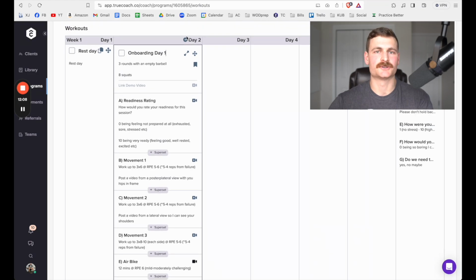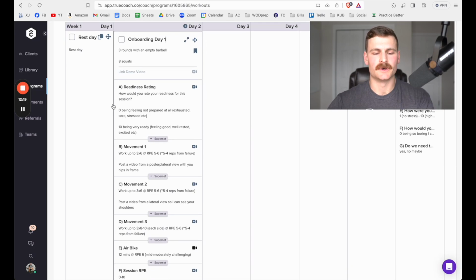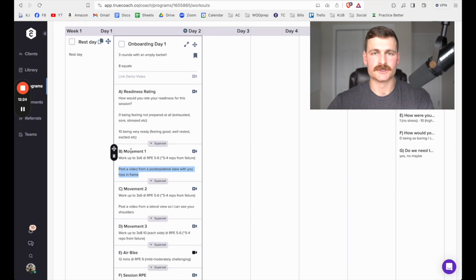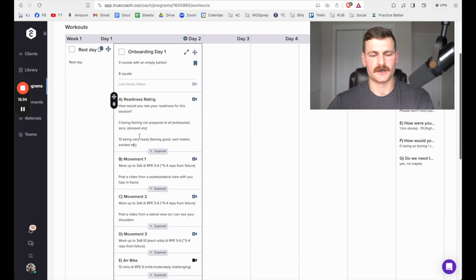The onboarding week also serves as a means of seeing them move. I don't really do any sort of Zoom sessions while they're actually training. Yes, we do a Zoom session while we're onboarding them or while we're interviewing them. But when it comes to this first week, I'll request that they post videos so that I can see how they're moving and how they're doing things, and if there's anything hanging off of them that I want to change. So let's go through building out this onboarding week.